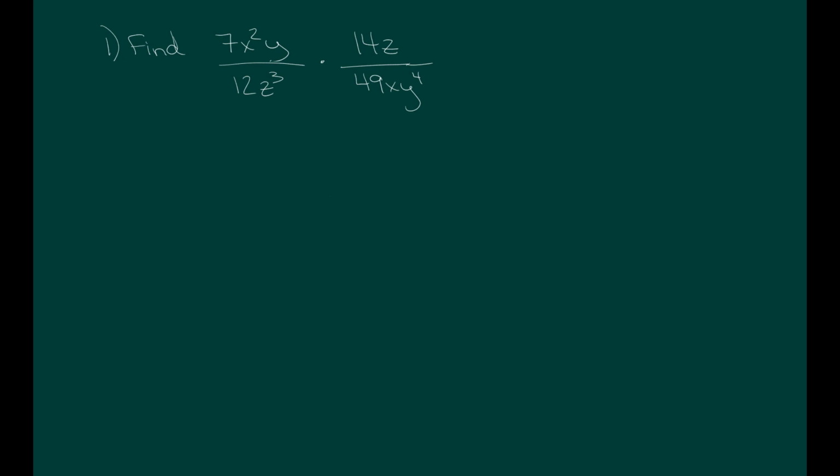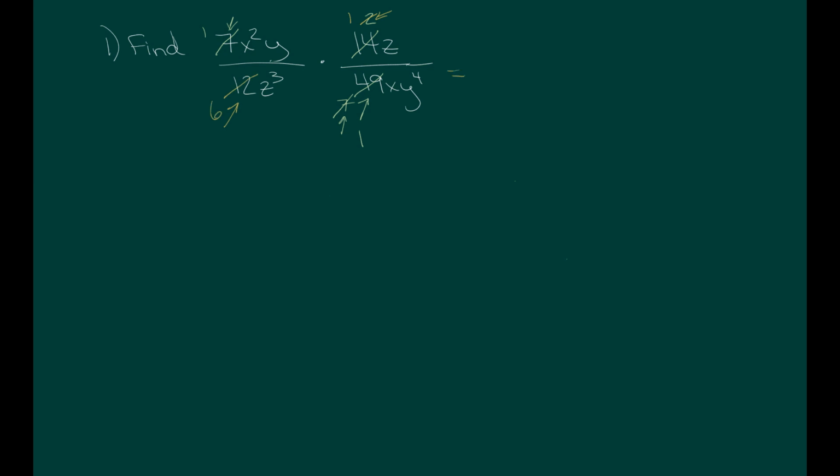So in this problem, I can simplify this 7 and this 49, I'm sorry. So 7 can go into 7 one time, and 7 can go into 49 7 times. And then I can do 7 and 14. So this 7 can go into 7 one time, and 7 can go into 14 two times. But then I can also do this 2 with this 12. So 2 can go into 2 one time, and 2 can go into 12 6 times.